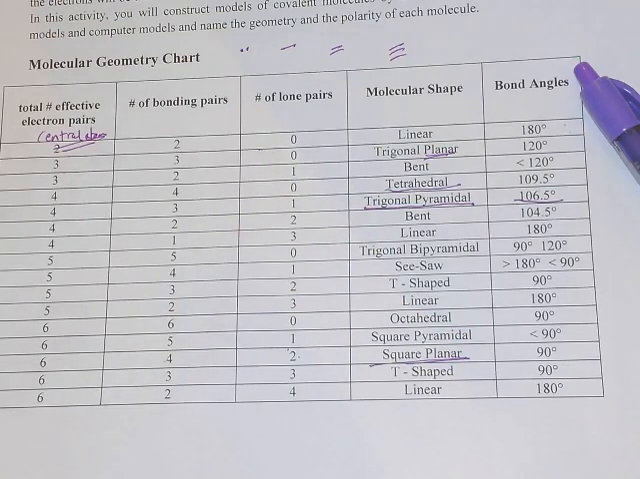So if we went back and looked at this, I'm going to talk a little bit about polarity with this one as well.